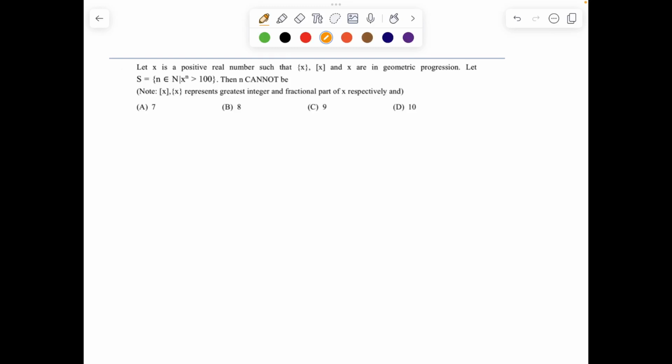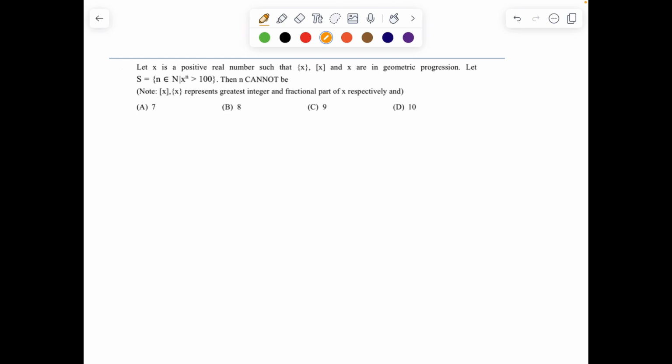Good morning all of you, and let's see these two beautiful questions from geometric progression. Usually the recent papers of JEE Advanced and even ISI, CMI are loaded with basic number theory. So here are two such problems which particularly emphasize that idea. Let's start with the first one.